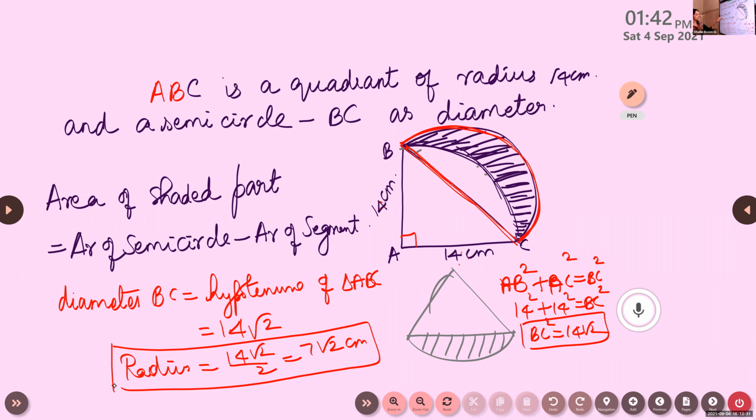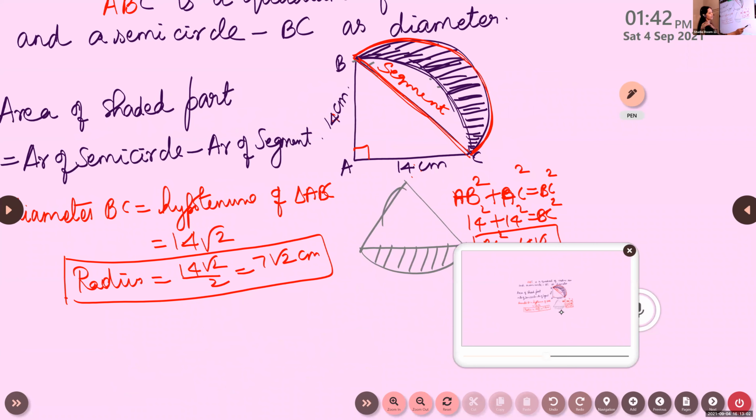Now, look at the segment. How will you find the area of the segment? This is the segment. The area of the segment is the area of the sector minus the area of the triangle.